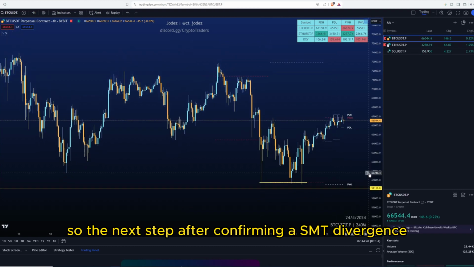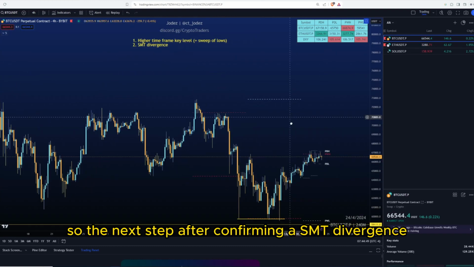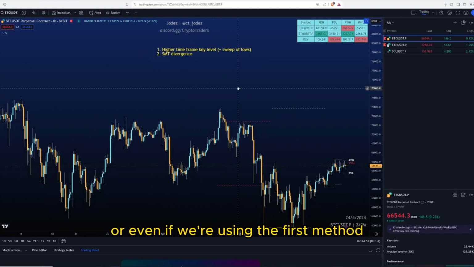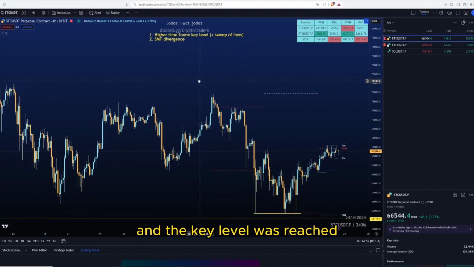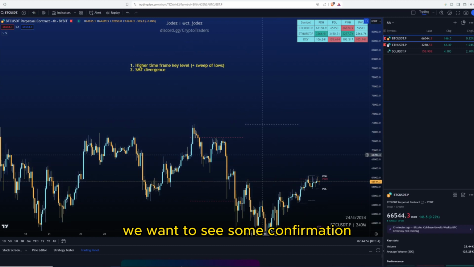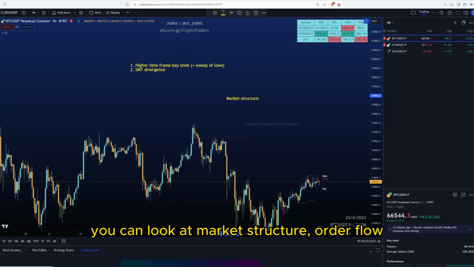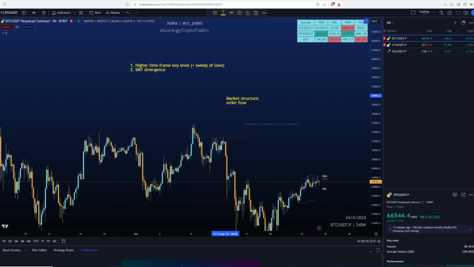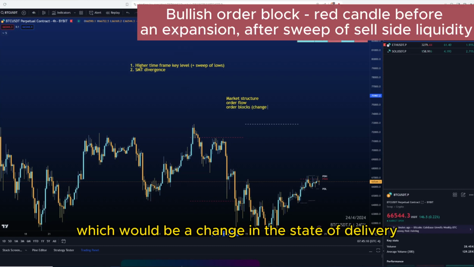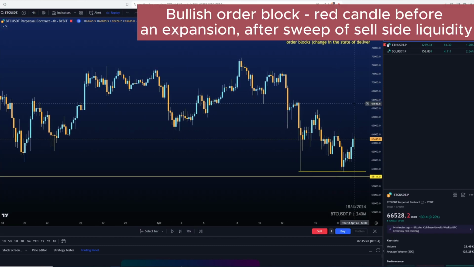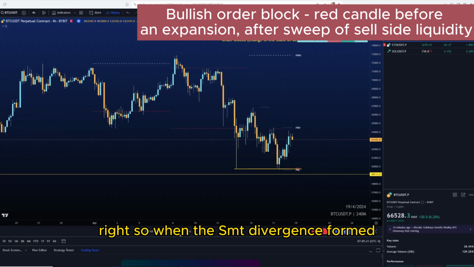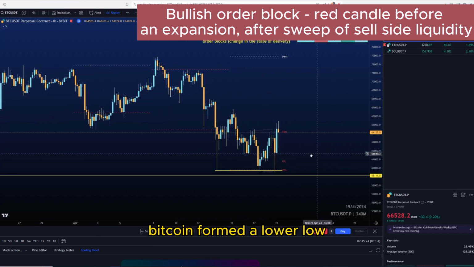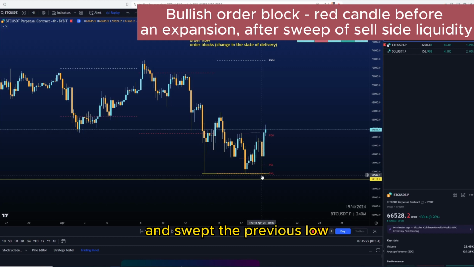The next step after confirming an SMT divergence, or even if we're using the first method and the key low was reached, is that we want to see some confirmation. How do we see some confirmation? We can look at market structure, order flow, and formations of order blocks, which would be a change in the state of delivery.